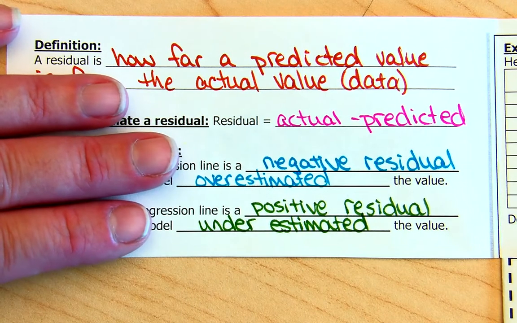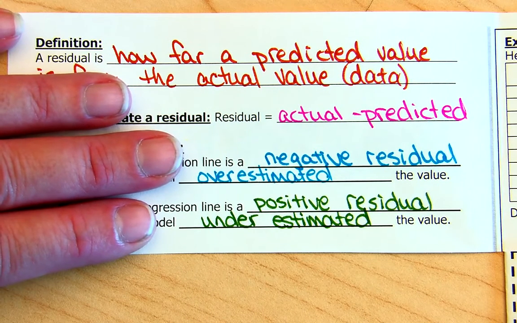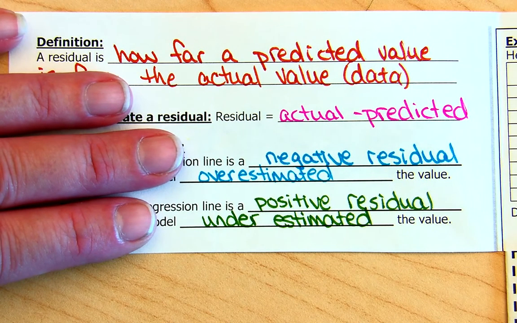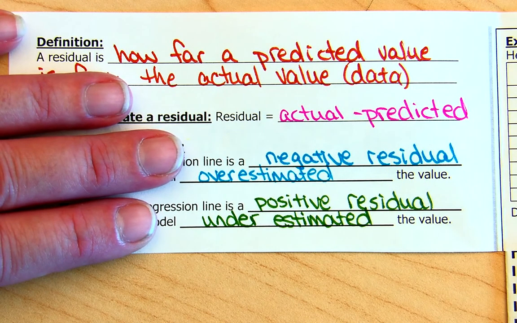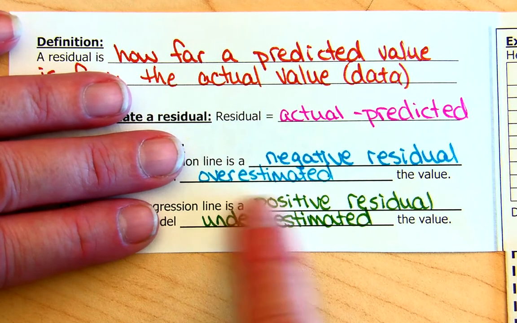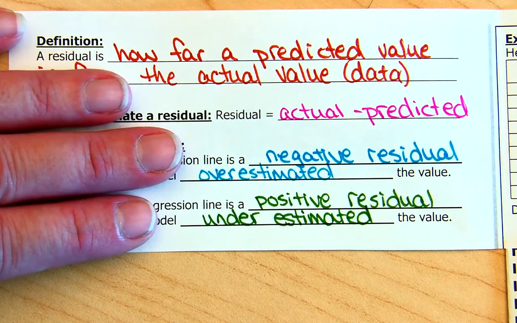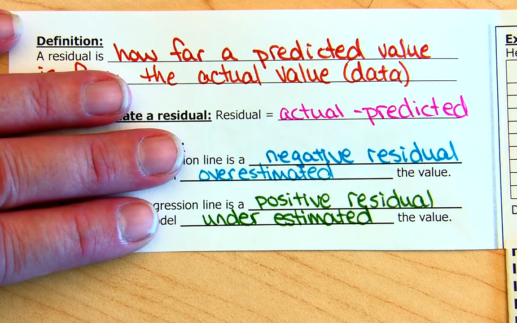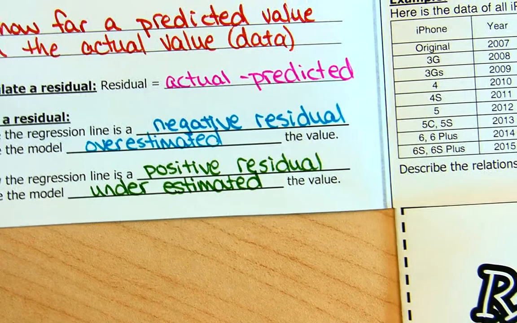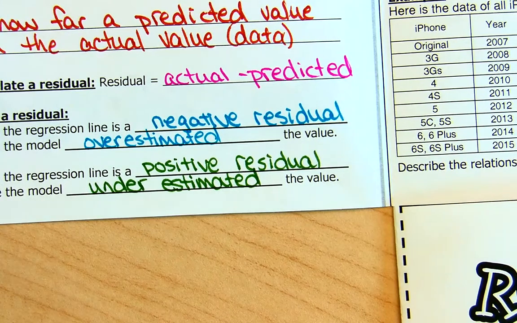Because it's often that they may ask you to interpret what it means for this data value to have a residual of negative 14. That would mean, if it's negative, we overestimate. So this would say the model estimated a value that was 14 too big. So you need to be able to tie those things together.